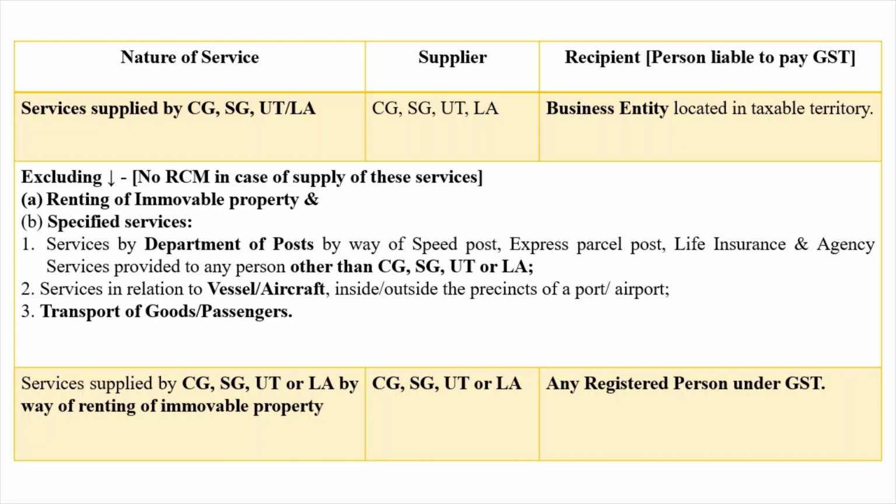Now in case of services supplied by central government, state government, union territory or local authority by way of renting of immobile property to a registered person, RCM will be applicable. That is, recipient will be liable to pay GST. Hence, here in this example, ABC Private Limited will be liable to pay GST under reverse charge mechanism and not the Gujarat government. So this is about services supplied by central government, state government, union territory and local authority by way of renting of immobile property.